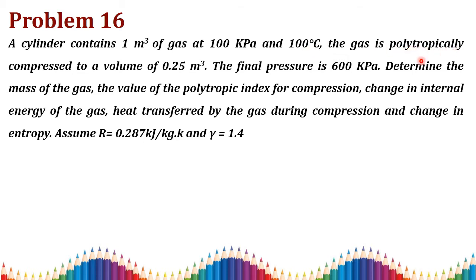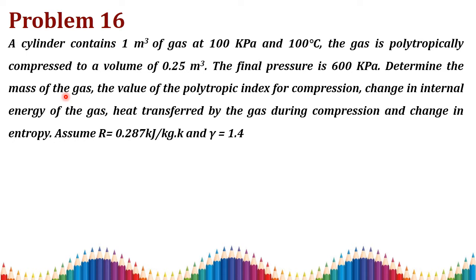The gas is polytropically compressed, that is, it follows the law PV^N is equal to constant here, to a final volume of 0.25 meter cube, that is V2 is equal to 0.25 meter cube. The final pressure is 600 kilopascal. Determine the mass of the gas.